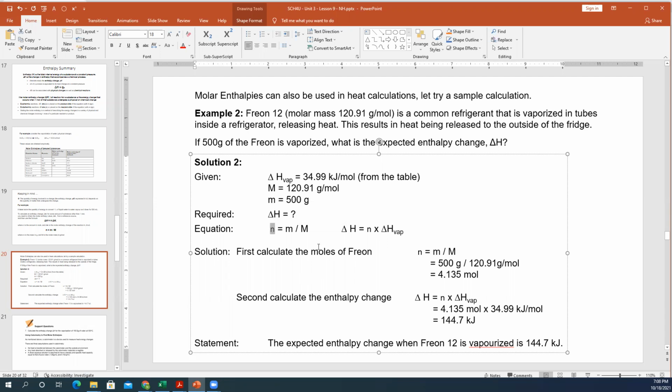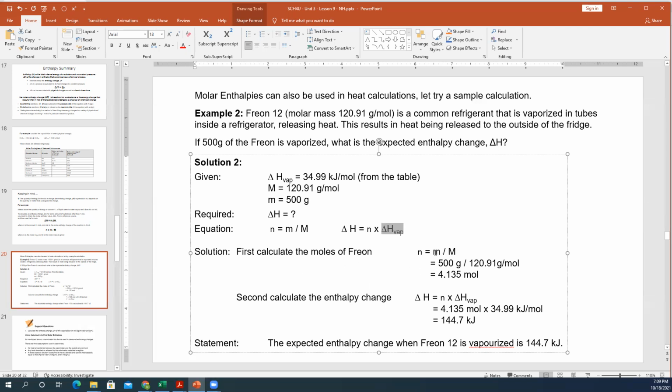We know that there's this relationship of number of moles is equal to mass divided by molar mass. Okay, so the grams and the grams cancel each other out, and the mole in the denominator then comes up here and becomes mole. So the units all work out. And we also have this energy, the delta H, the change in enthalpy is equal to the number of moles times the change in vaporization per mole, the molar energy of vaporization. So first, let's calculate the number of moles of Freon.